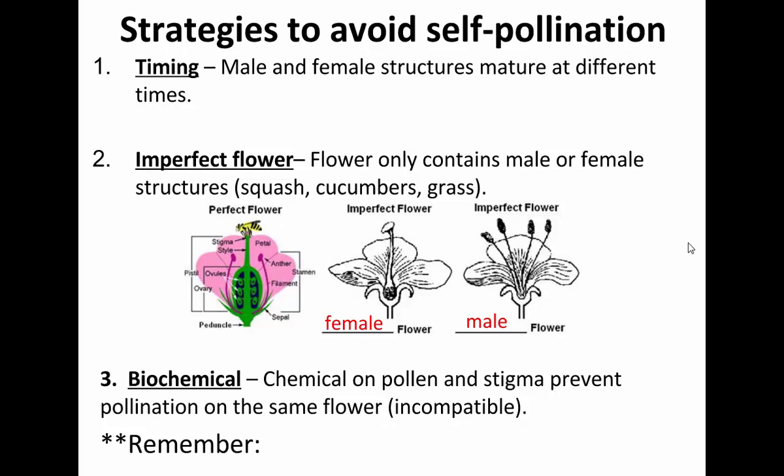The other way plants have of reducing self-pollination is that the stigma and the pollen from the same plant are incompatible with each other. And if the pollen lands on the stigma, it won't actually start to grow that pollen tube and won't fertilize the cell. So cross-pollination is what is preferred for the species. Because it increases variation, increases the likelihood of survival.